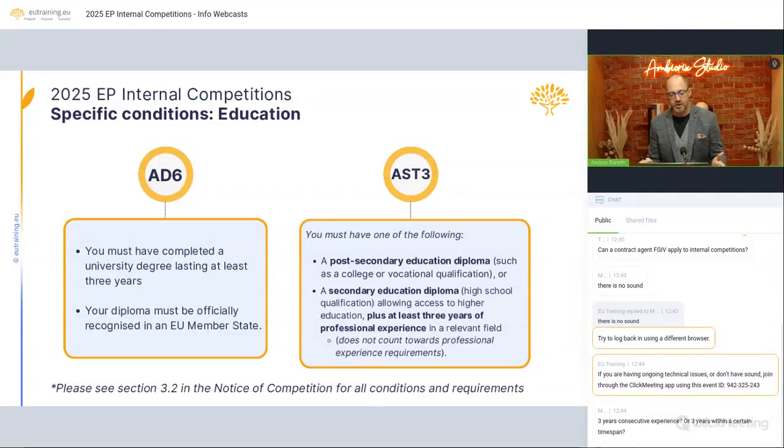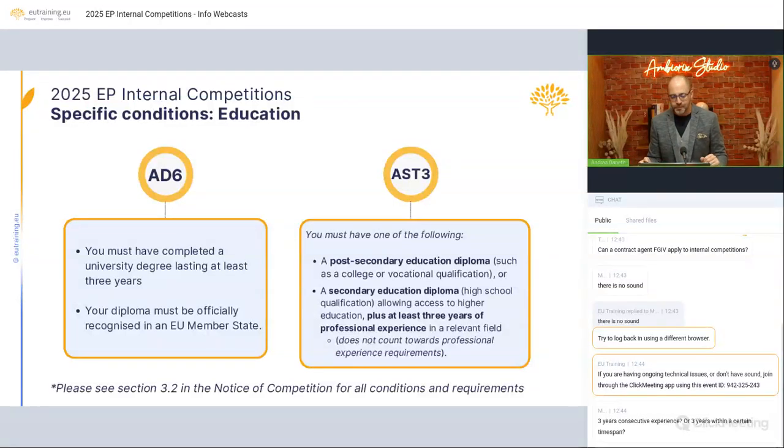And that can be after your high school. And then, excuse me, let me just correct that, because it doesn't count there. So in that sense, the calculation is not that flexible, that you can get away with just a high school and 3 years, because the 3 years doesn't count towards the other 3 years that they require from the AST3 level.